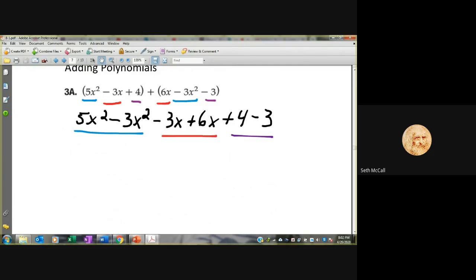So 5x squared minus 3x squared is 2x squared. Negative 3x plus 6x is positive 3x. And then 4 minus 3 is 1. And that is the combined polynomial in standard form. All right, let's do another one.